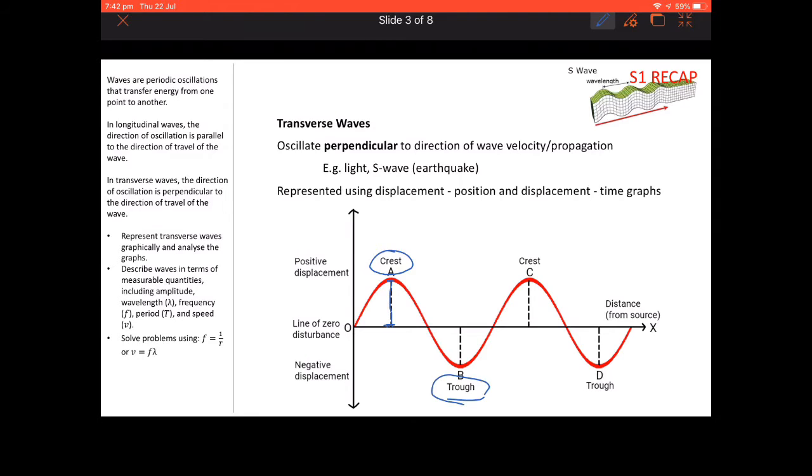The lines that I've just drawn from 0 to the peak maximum displacement, which is the crest, and the peak negative displacement, which is the trough, those distances are the amplitude.